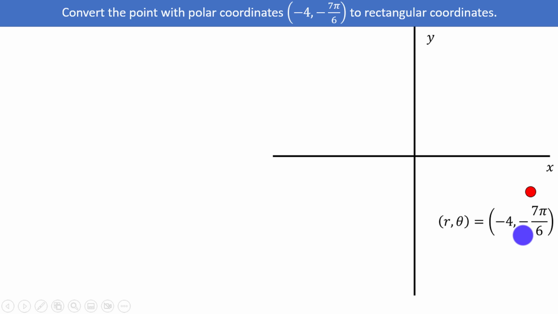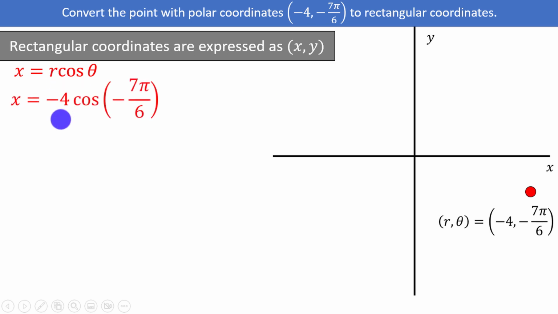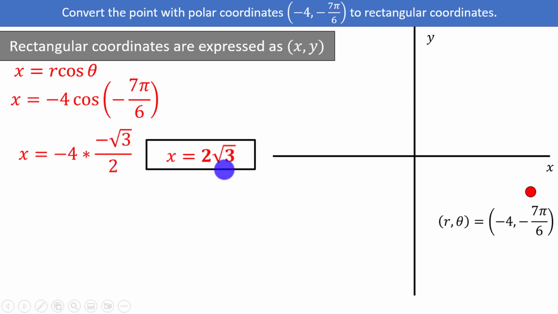Rectangular coordinates are expressed as x, y, and the x-coordinate can be found by taking r and multiplying by cosine of theta. We have -4 times the cosine of -7 pi over 6. The reference angle for -7 pi over 6 is pi over 6. Cosine of pi over 6 is the square root of 3 over 2, but since we are in quadrant 2, the answer will be negative square root 3 over 2. 4 over 2 is just 2, and the negatives cancel, so we have 2 times the square root of 3. The x-coordinate is 2 square root 3.